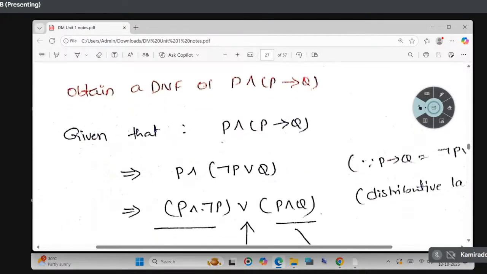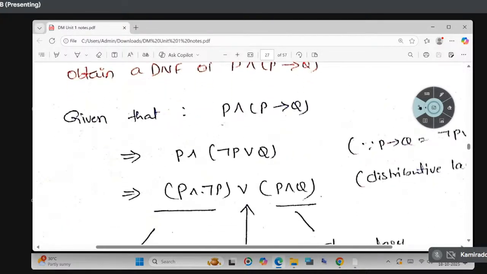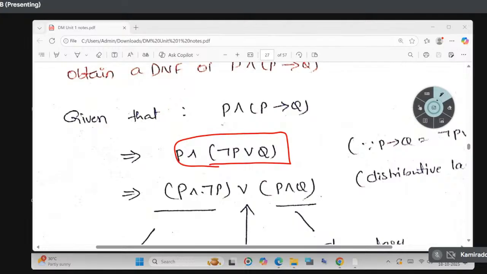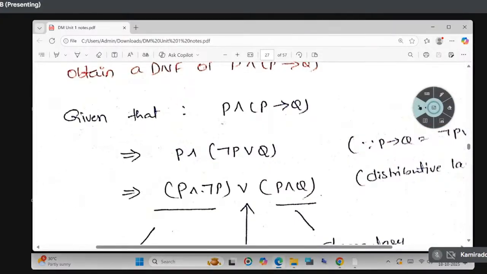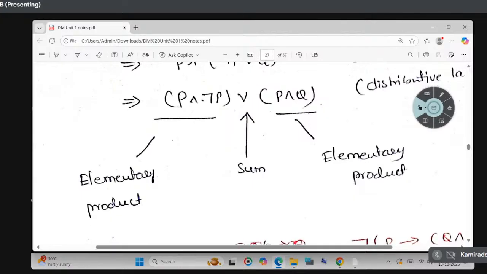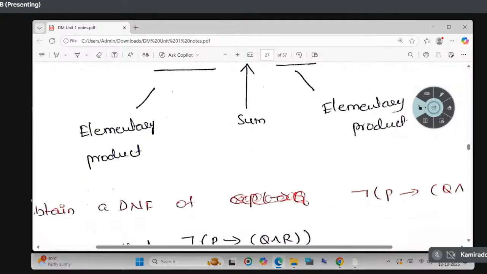See, P and P implies Q, P and negation P or Q. Okay. So this is with the help of P implies Q is equal to negation P or Q. That we know already. So here we are elaborating this and we are writing what is the form of this particular term. Okay. So this is our elementary product. This is our sum value and this is our elementary product.